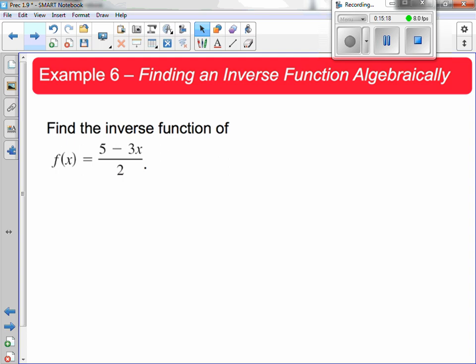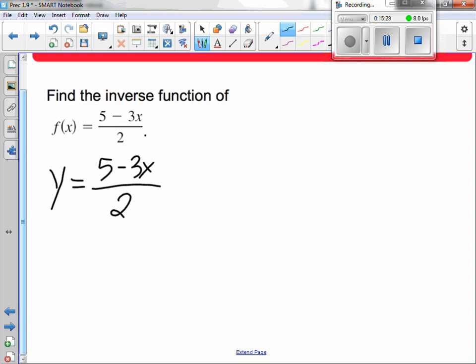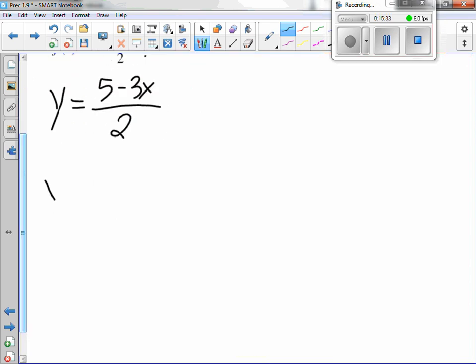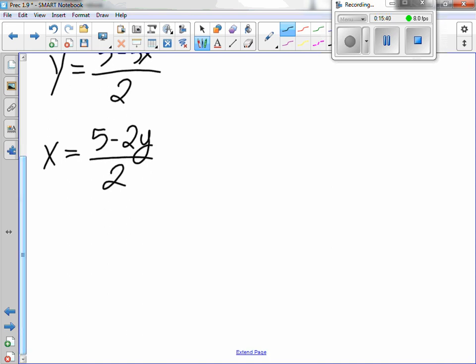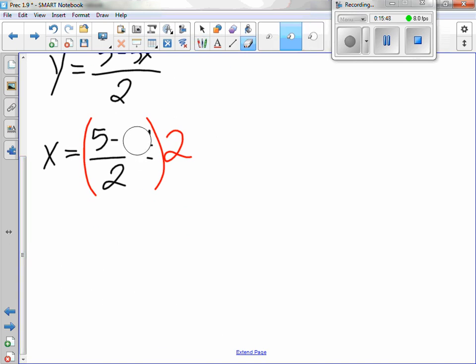So first step, replace f of x with y. I'm going to put a pen in my pocket, so it will write. Then what? Switch the y and the x. And then solve for y. Yes. Thank you.